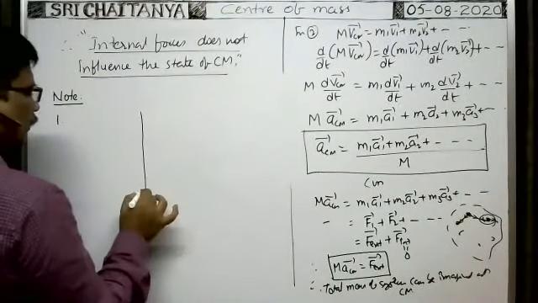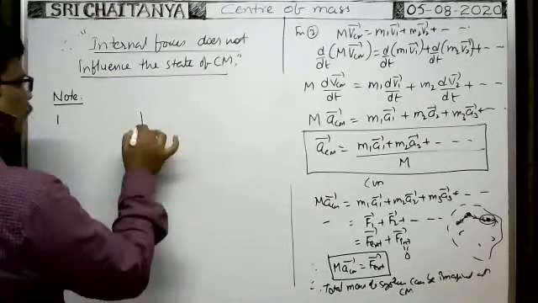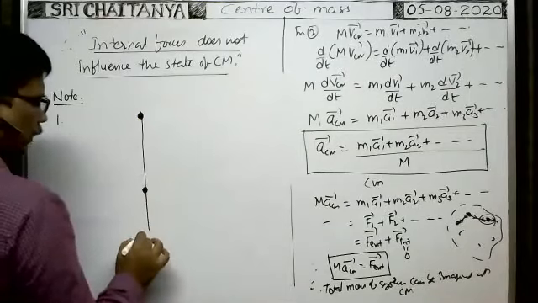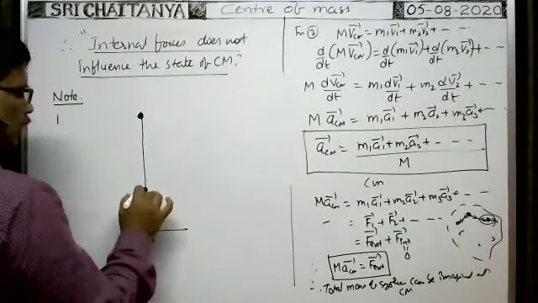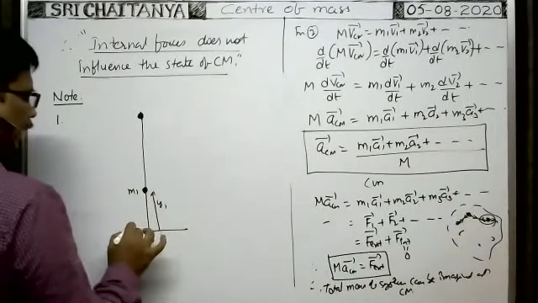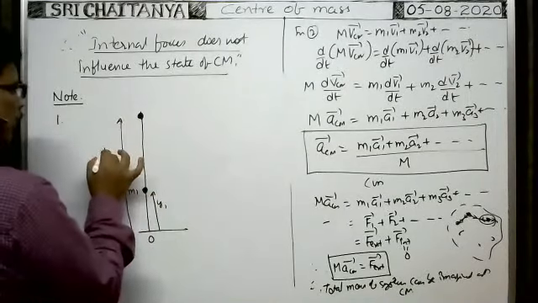Suppose along the vertical direction there are two particles. Of course, on the y-axis you imagine the origin. The first particle is at distance y1 having mass m1. The second particle is at a distance y2 having mass m2.